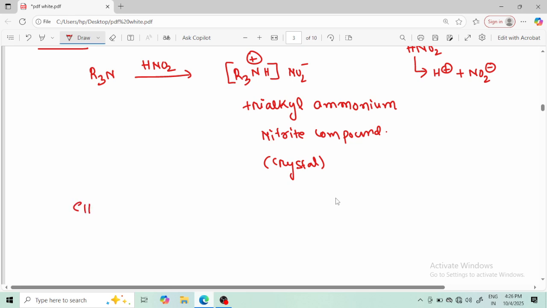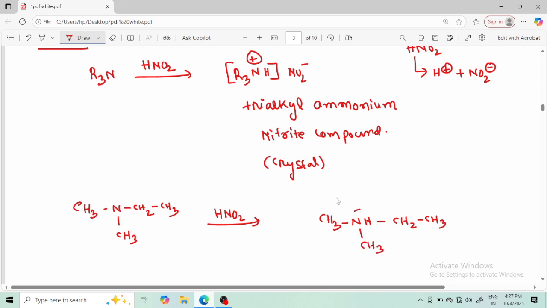Suppose I'm giving CH3, CH2CH3 and then CH3, and let's say it's reacting with HNO2. So hydrogen will make bond with this nitrogen, and then nitrogen will acquire a positive charge, and outside the third bracket you will get NO2 minus.